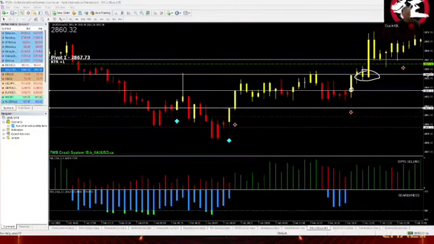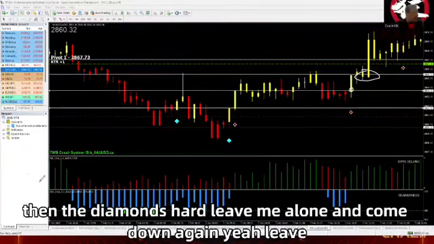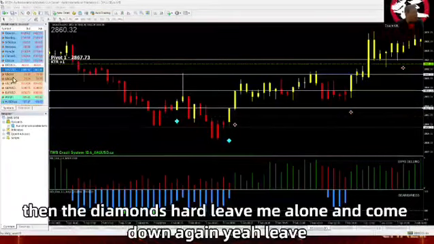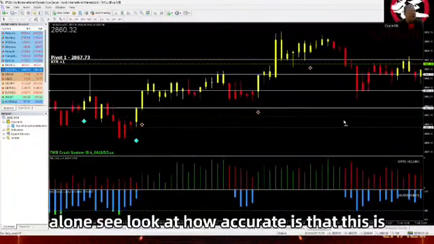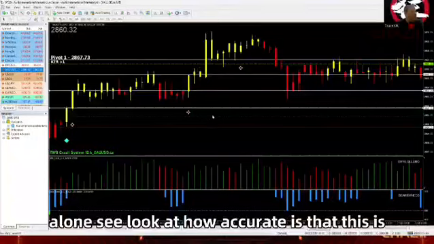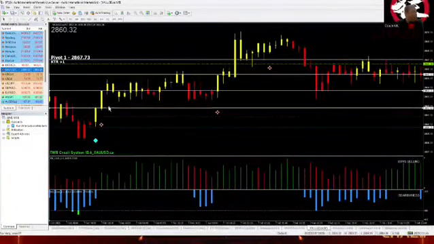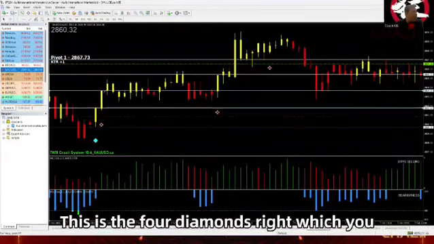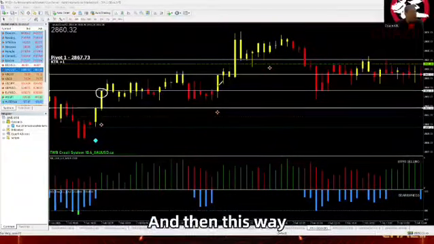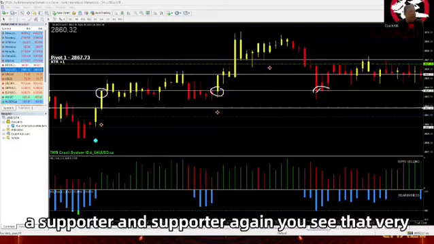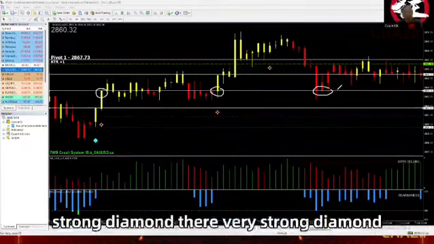So of course you may ask this question, then the diamonds, how? Let's leave it alone until they come back down again. Yeah, let's leave it alone. See? Look at how accurate that is. This is the four diamonds, right, which is here. And then this way it gets all supported and supported again. You see that? Very strong diamond, huh?